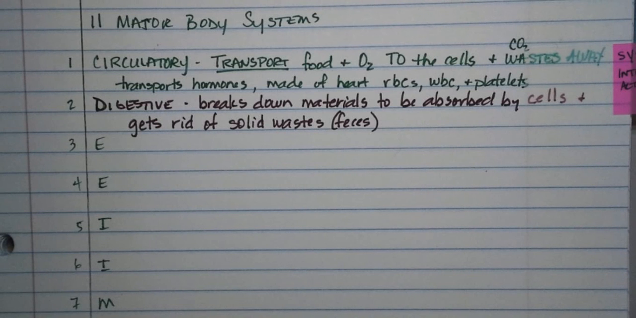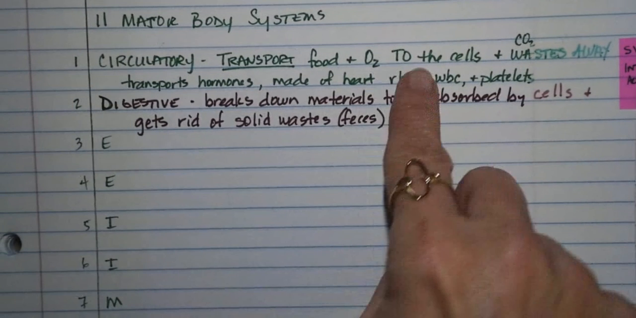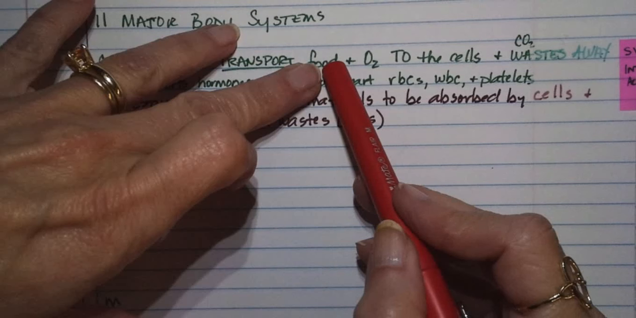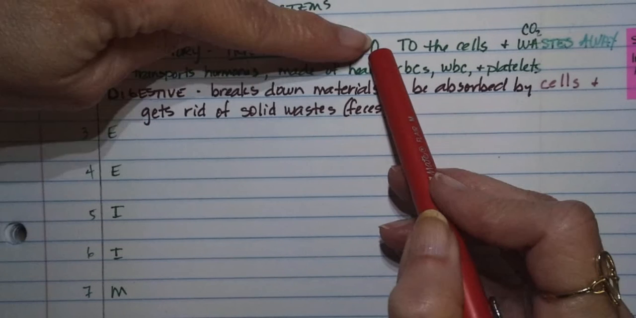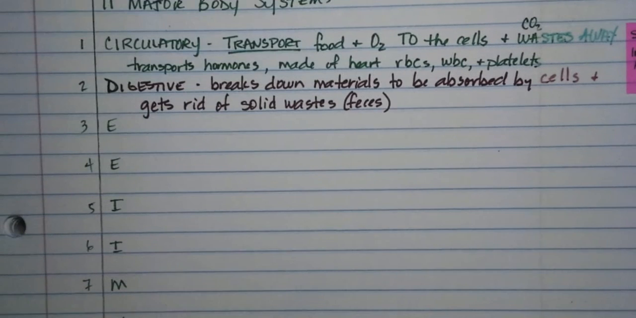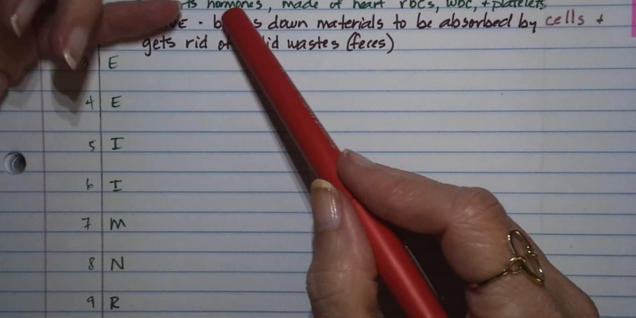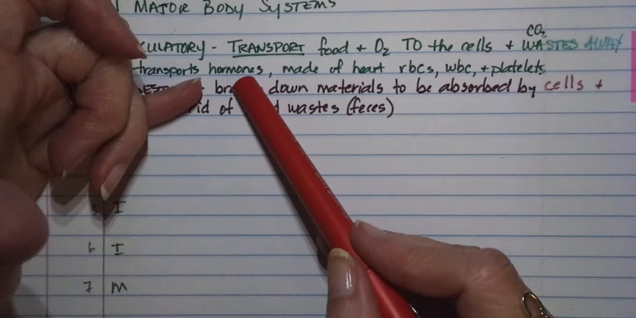So we've transported the food, so we have to go to the digestive system to get the food. We transport the oxygen, we have to go to the respiratory system to get the oxygen. And then it also says it's going to transport hormones. And here we have something called the endocrine system. So I'm going to go to my first E, and I'm going to do endocrine system.